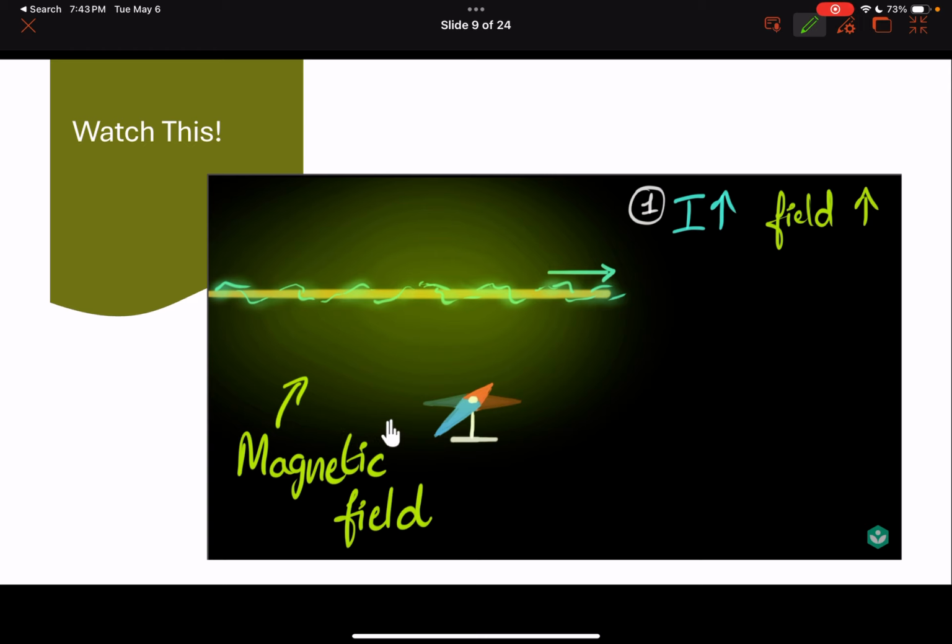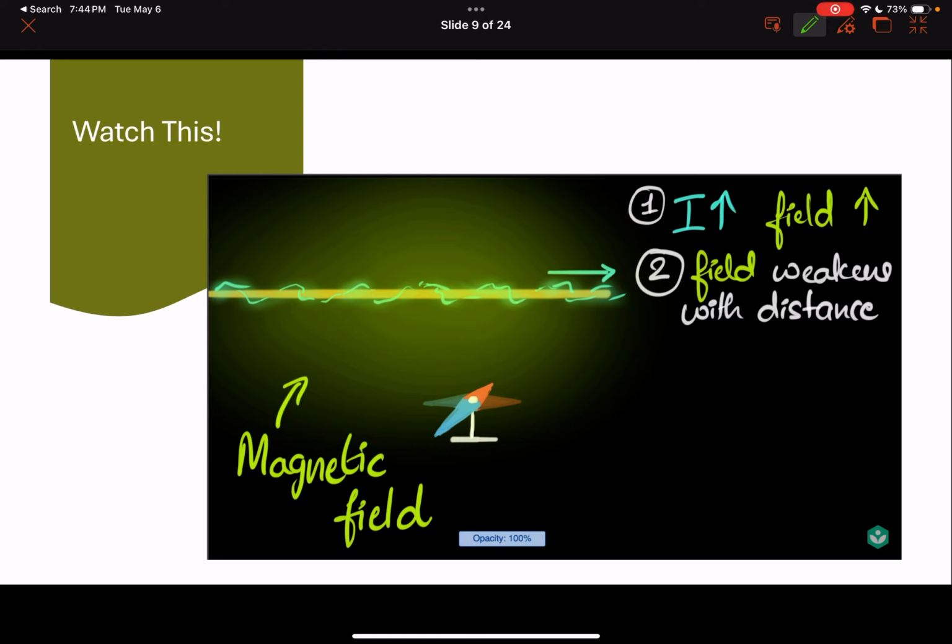as a result, the field would also increase. Another thing that they found is if they keep the current the same, but they keep this needle at different places, at different distances from the wire, they found that the deflection was maximum close to the wire. And as they moved away from the wire, the deflection became weaker and weaker, smaller and smaller. This meant that the magnetic field is very strong close to the wire, but it weakens as we go farther away from the wire. That's another result. The field weakens with distance from the wire. And again, that kind of makes sense to me.